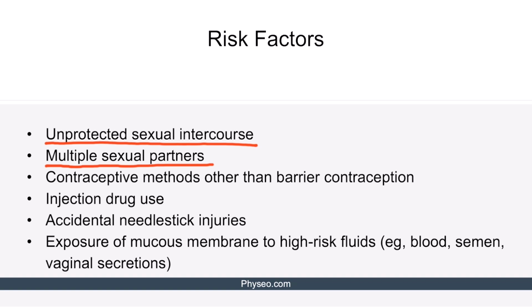Now, contraceptive methods other than barrier contraception do not decrease the risk of HIV transmission. Additionally, injection drug use and accidental needle stick injuries are known to cause HIV transmission. Finally, exposure of mucous membranes or broken skin to high-risk fluids such as blood, semen, and vaginal secretions is a significant risk factor for HIV.